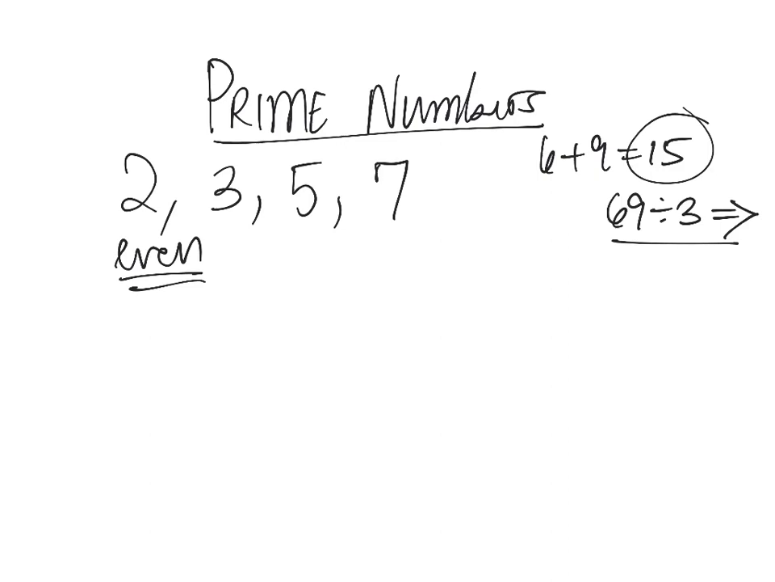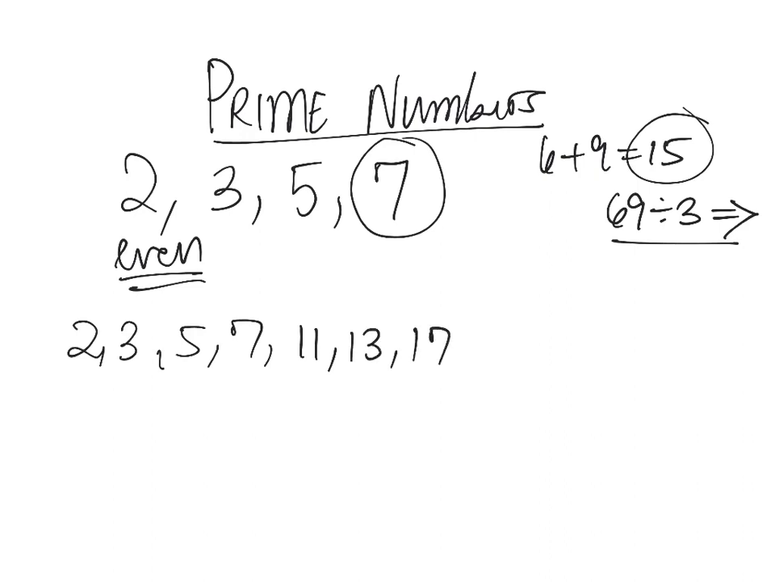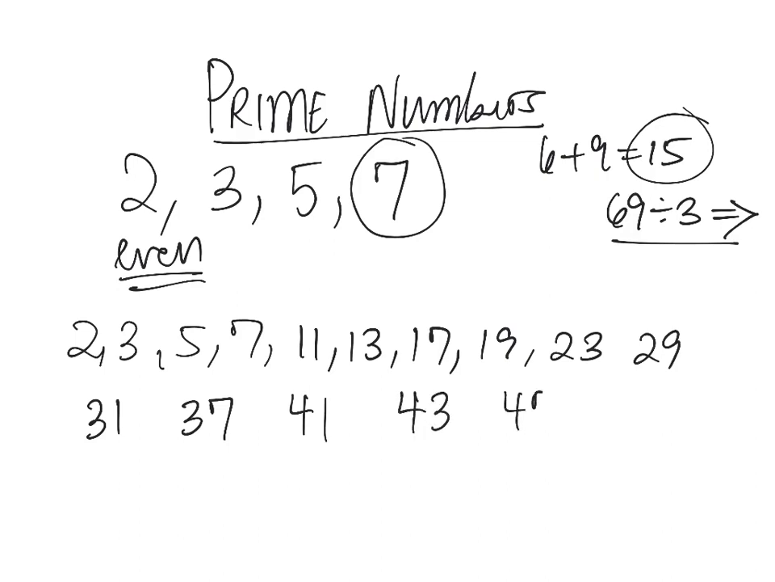So for prime numbers, we have 2, we have 3, we have 5, we have 7. Again, if you take a number and you can't find anything that divides that evenly with that number, then we know that that number is prime. If, for example, 7, there's nothing apart from 7 and 1 that goes into 7. So we have 2, 3, 5, 7, 11, 13, 17, 19, and I'll stop at maybe in the 40s. So 23, 29, 31, 37, 41, 43, and 47.